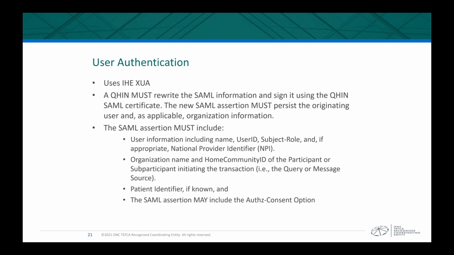And so if that information is not currently passed in whatever method of communication gets the transaction up to the QHIN, that would need to be modified so that the QHIN has the appropriate information to make the appropriate SAML token.